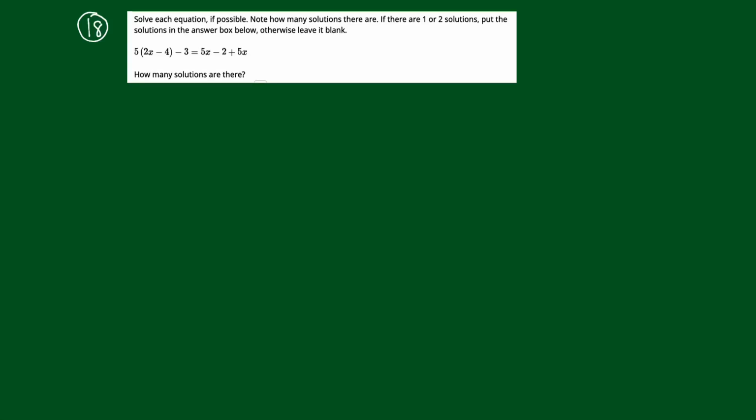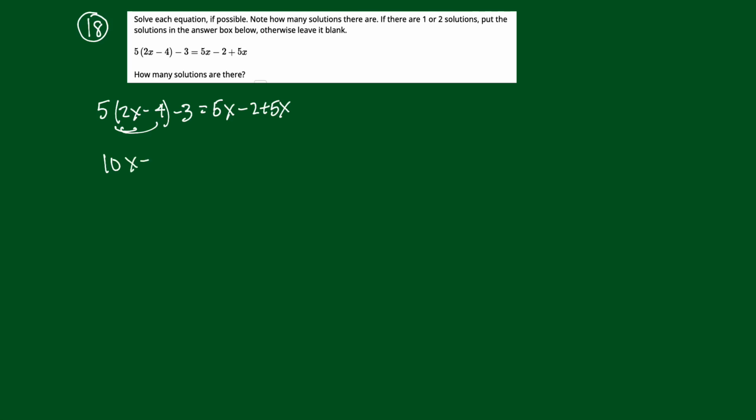All right, what have we got here? We are supposed to solve each equation. Well, there's only one. How many solutions are there? Okay, so we'll determine if there's one, none, or infinitely many. So let's just run through this. Let's start here. I'm going to rewrite it so I have it right in front of me. 5 times 2x minus 4 minus 3, that's equal to 5x minus 2 plus 5x. Okay, so I've got it written. Let me check. I think I've got it right. Okay, so let's multiply through here.